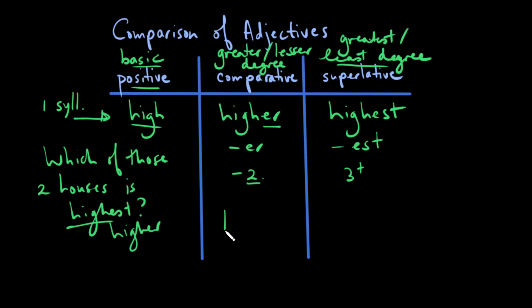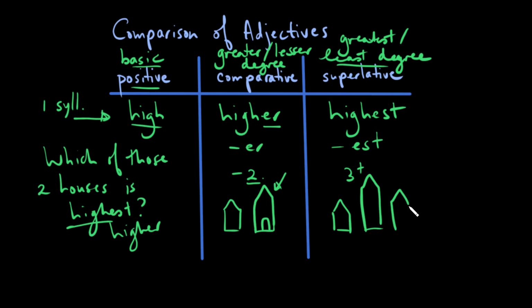So if we have two houses here, we'll draw a little picture. And then we're going to say, well, which of these two is higher? And we would say, well, it's this one, right? If we have three or more houses, and there's another one over here, then we would say, well, which of these three houses is the highest? And you can see that it would be that one. And that's the basic rule to keep in mind, that the comparative should be used for two, whereas the superlative is generally used for 3 or more.